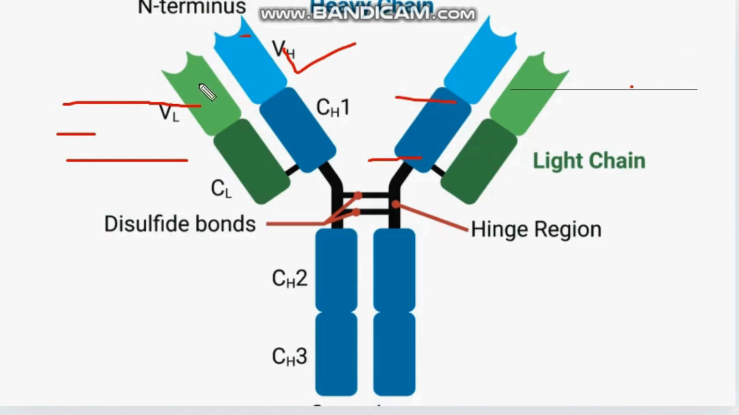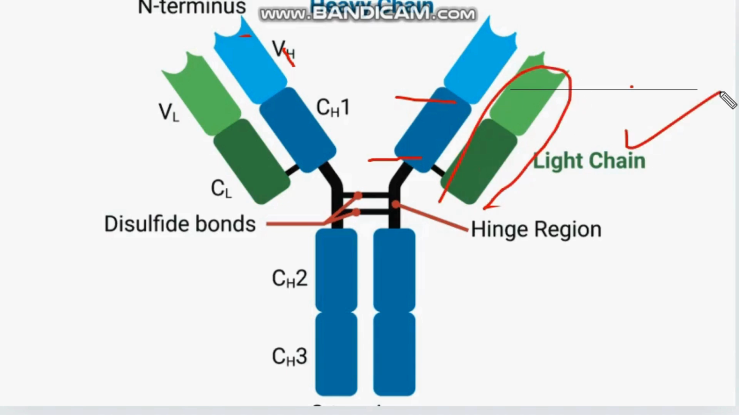So in this diagram we can see there are heavy chains and light chains. These are the light chains, and this portion, they are the heavy chains.